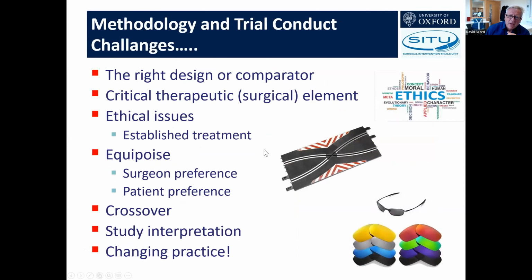In terms of the conduct and the methodology side of things, we'll step through it. You've got to pick the right design or comparator. It's not always easy. We've got to identify this critical therapeutic element more often than not. There's lots of ethical issues attached to it. I'm going to talk about equipoise and the preference of the surgeon, how this plays into trials, and patient preference as well, which is really strong.